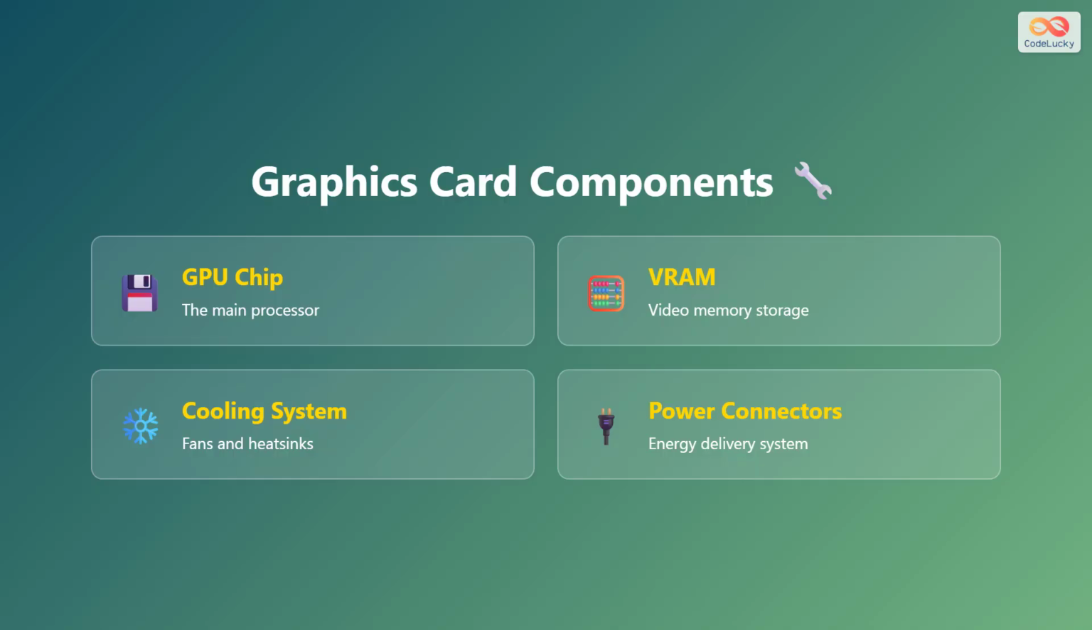A graphics card consists of several key components. First is the GPU chip itself, which is the main processor doing all the graphics work. Second is VRAM, which is video memory storage. Third is the cooling system, made up of fans and heatsinks to keep temperatures down. And finally, power connectors that deliver the energy needed to run the card.